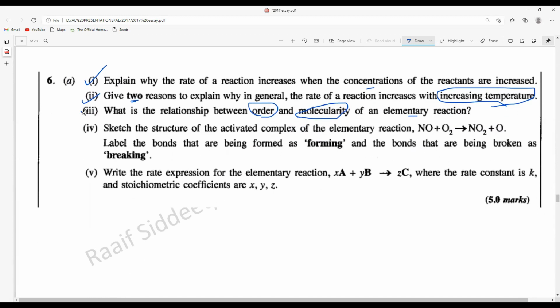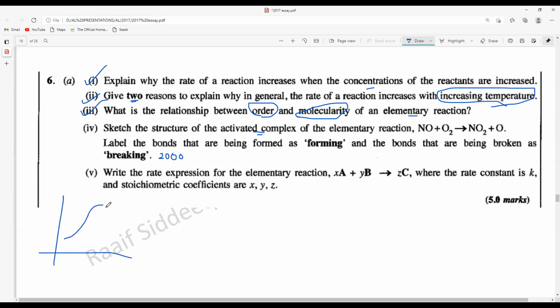Question number 4. Sketch the structure of the activated complex of the elementary reaction NO + O2 → NO2 + O. So this very same question was already asked in 2011. I explained this to the students in my theory class, because this was already asked. And we used this question as an example to explain bond breaking and bond forming, right? So you have to draw the structure of the activated complex.